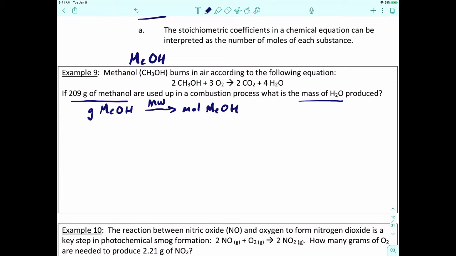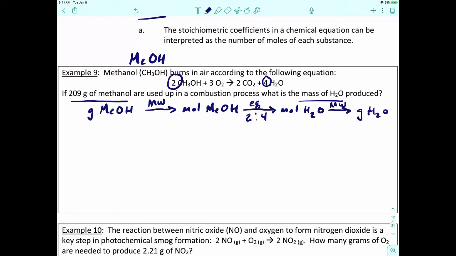Now, once we're in moles of methanol, we can convert to moles of water, because we have to use the equation to do that. And so if you look at the coefficients, you've got 2 in front of methanol, you've got 4 in front of water. So you know that this ratio is going to be 2 to 4. Finally, when you're in moles of water, you're going to convert that to grams of water. And the number that we need for that is the molecular weight of water. So that's pretty much our game plan of how we're going to solve this problem.